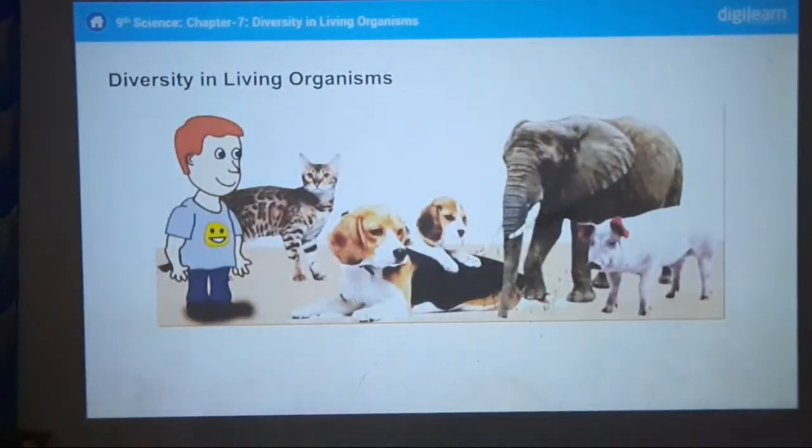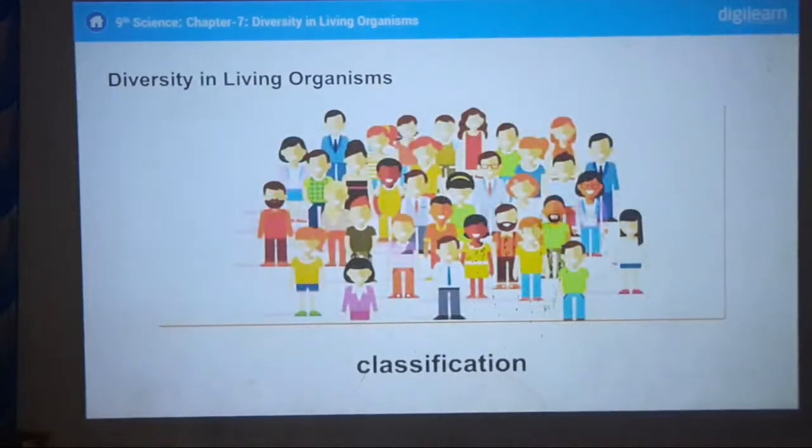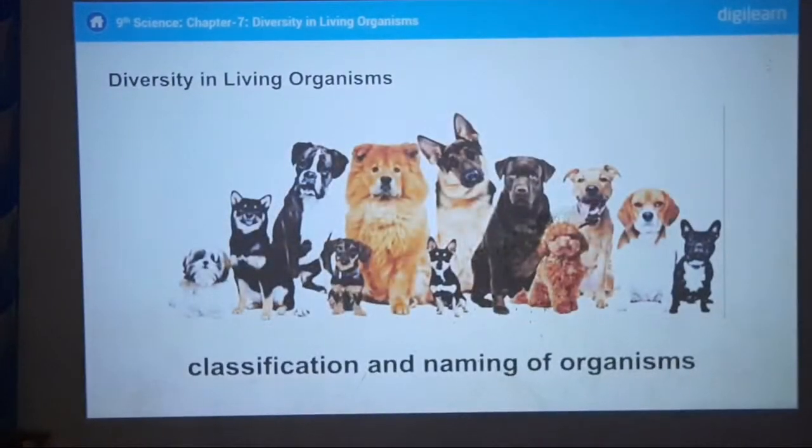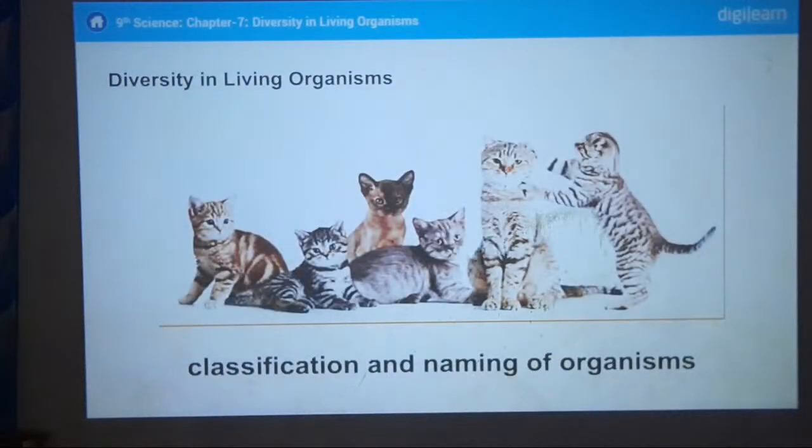The disciplined study of living organisms demands their systematic grouping. Such systematic grouping of organisms is called classification. Levels of classification. Taxonomy is the branch of biology which deals with identification, classification, and naming of organisms. It is based on the interrelationships that exist among the different groups.